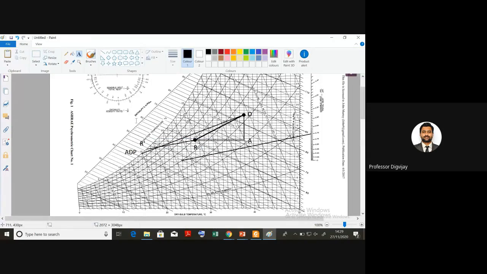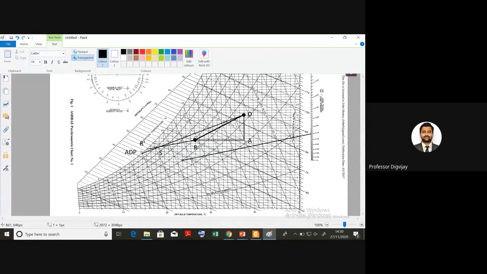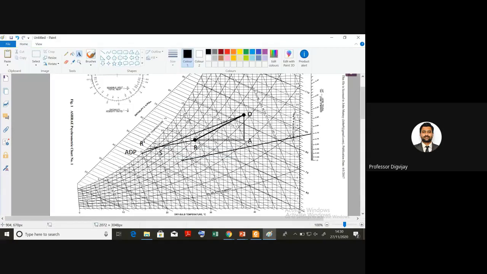So I have ADP, that is the coil ADP. R dash is the room ADP. Right. So the intersection point will be our supply air point. I will write here, this will be our supply air point. So we have the points here: the outdoor air point, that is O, R is your room point, and S is your supply air point, right?